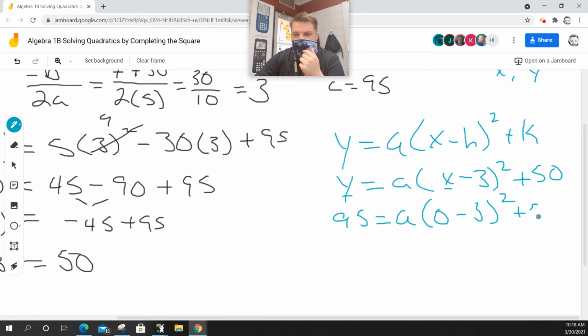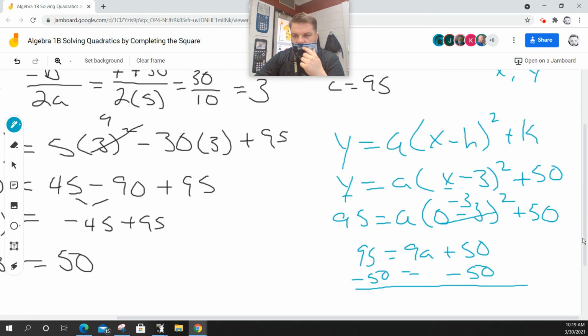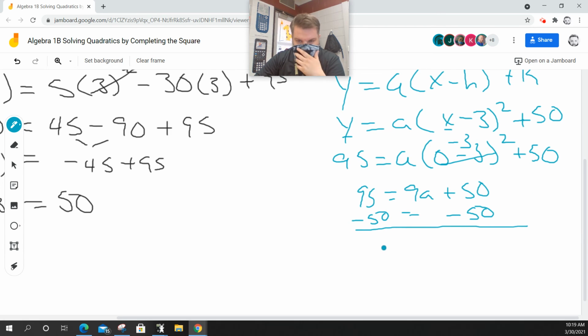And what you'll notice is that I have a bunch of numbers and one variable a, so I could solve for a. This becomes negative 3. Negative 3 squared is positive 9. So I get 9 times a plus 50. Subtract 50 from both sides, and I get 45 is equal to 9 times a. Divide by 9 on both sides, and I get 5 is equal to a. Whew, that's a lot of work.